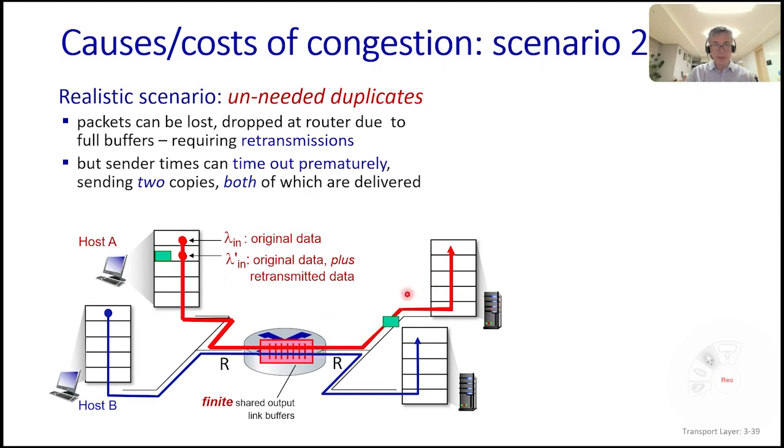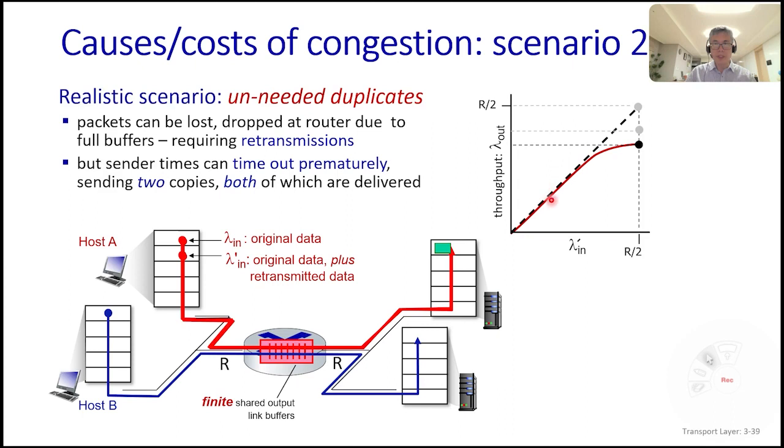Like this, and then premature, okay, timer happened, transmitted, so two copies delivered, so it is called unnecessary duplicate transmission. Okay, so in that case, it is worse than the previous one.